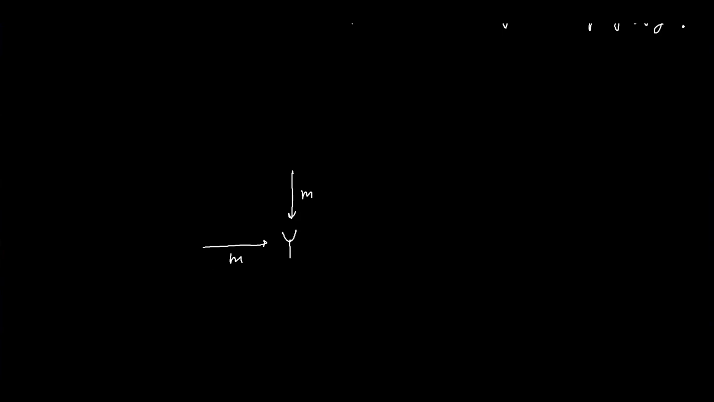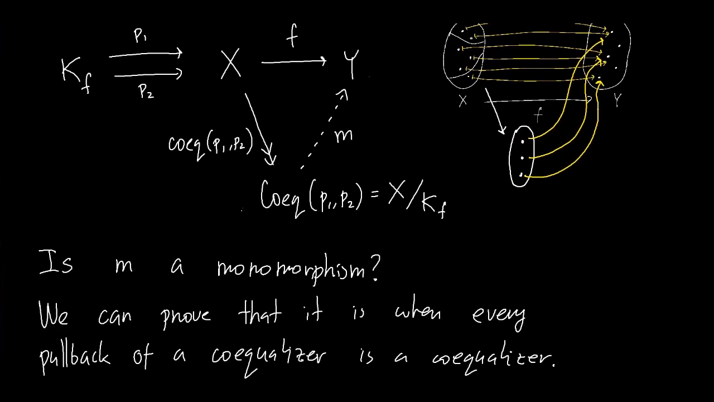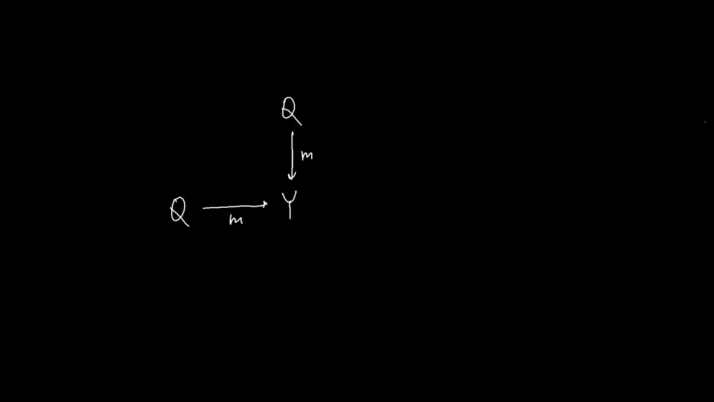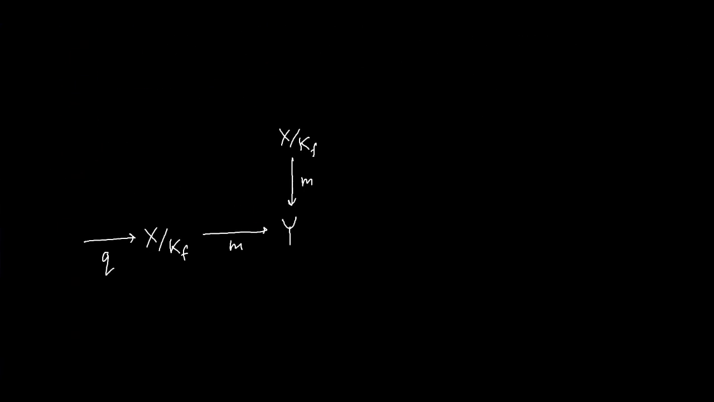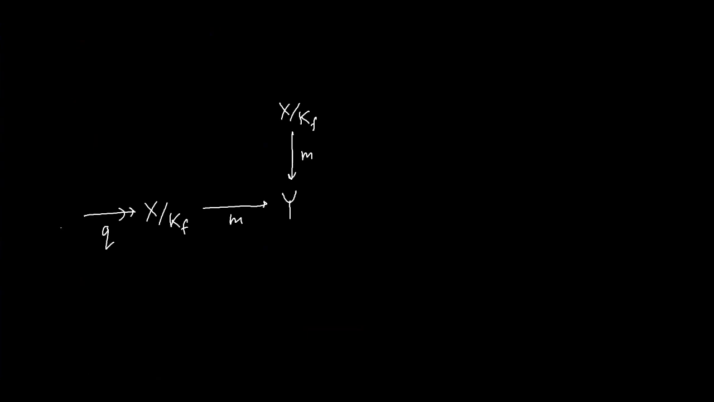So let me call this thing Q for short. The coequalizer we had here, let's call that X/Kf. And then we also draw the map q, the coequalizer map. We can call this, in short, q, because of quotient, small q. So that's our coequalizer now.